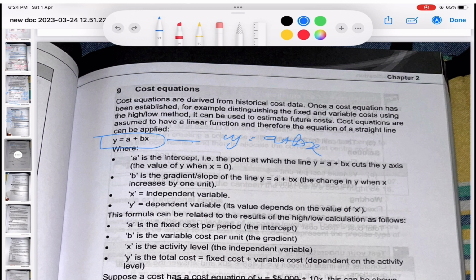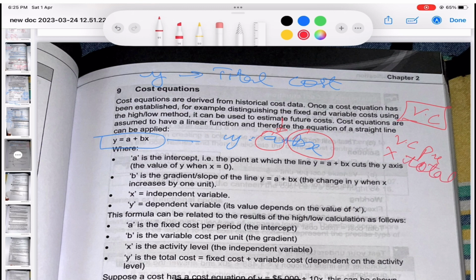What is the sum of total cost? Y is the total cost. Total cost is equal to fixed cost plus total variable cost. So a is my fixed cost. This is what we've been doing to solve the high-low method. And what is bx? Variable cost. So the variable cost per unit is b, and x is the number of units. This is what we've been doing so far. It is that simple. It is the same concept again.